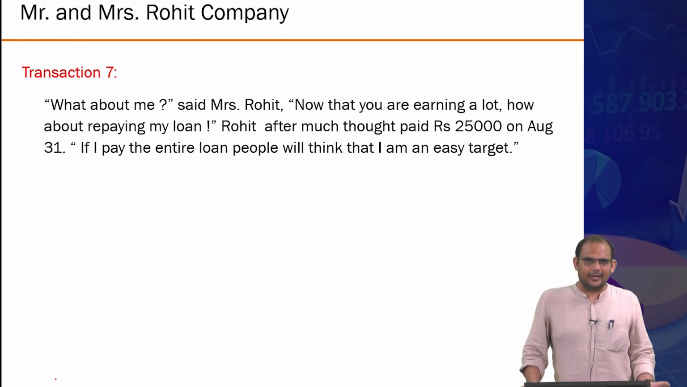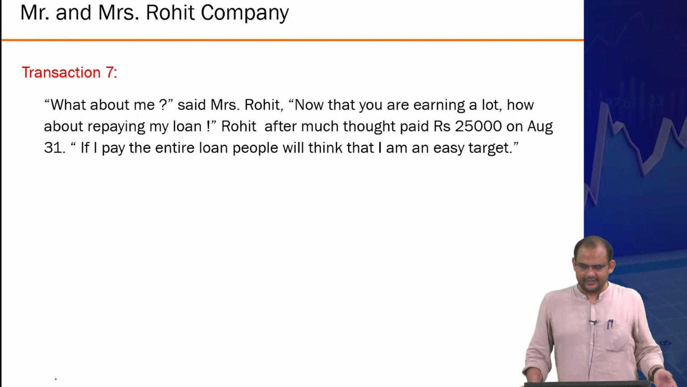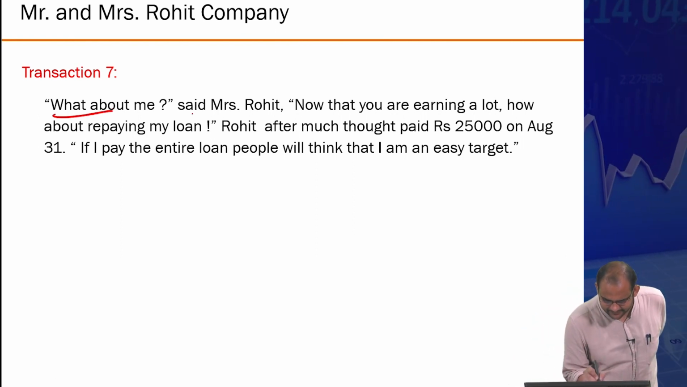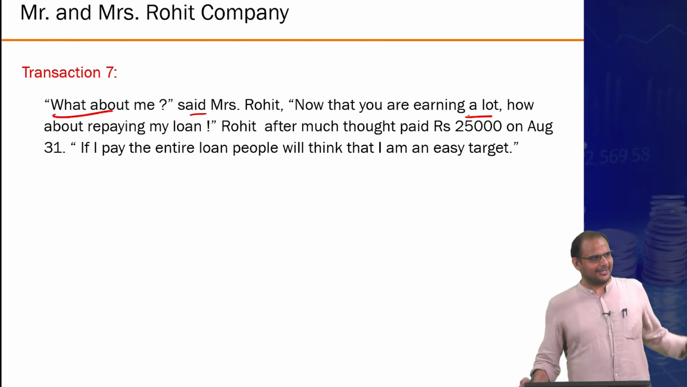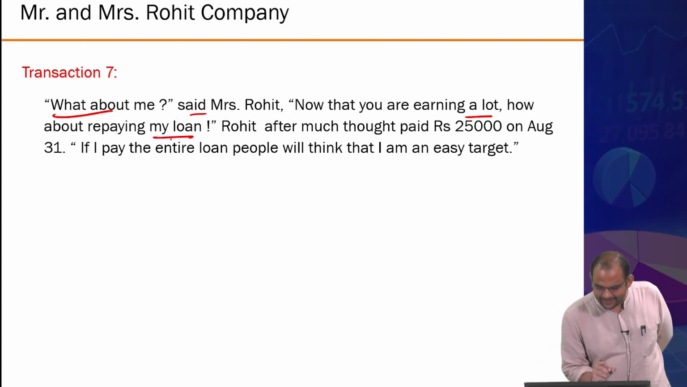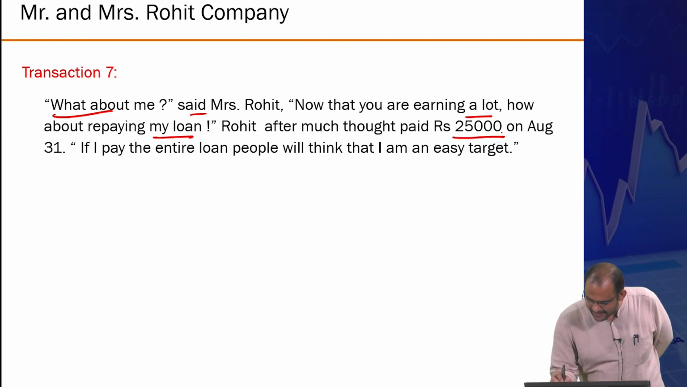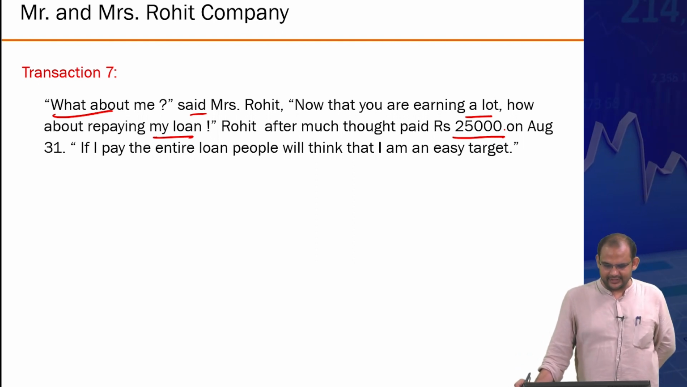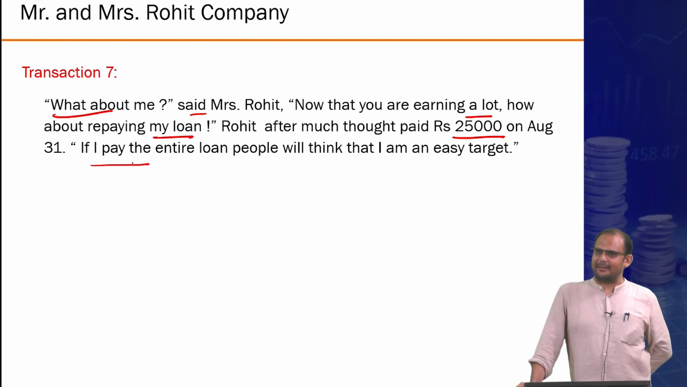But 10,000 profit, Mrs. Rohit also deserves her share. So what about me? said Mrs. Rohit. Now that you are earning a lot, the total 12,000 rupees in 2 months that he has earned, how about repaying my loan? So Rohit, after much thought, paid back 25,000 on August 31 and thought, if I pay the entire loan, people will think that I am an easy target.